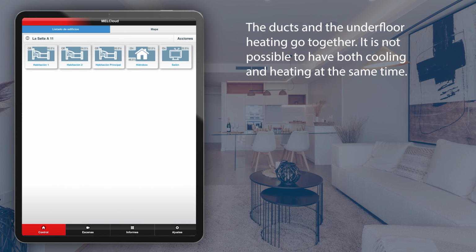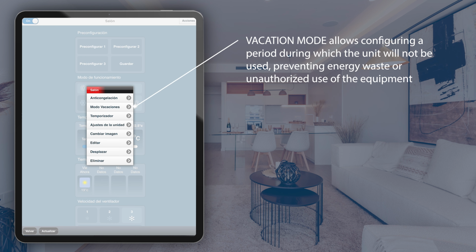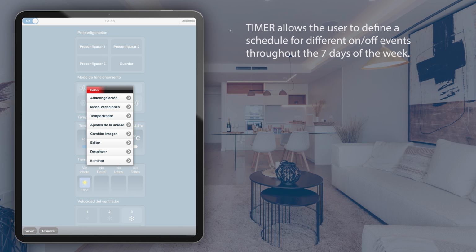The defrost mode allows selecting a minimum temperature that, if detected, will switch the system to heat mode to warm the room and protect the contents from potential damage caused by low temperatures. Vacation mode allows configuring a period during which the unit will not be used, preventing energy waste or unauthorized use of the equipment. The timer allows the user to define a schedule for different on-off events throughout the 7 days of the week.